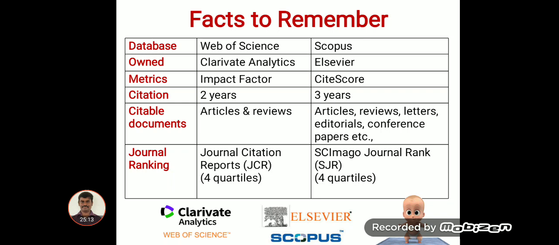In the next video, I'll demonstrate how to go to Web of Science and the Journal Citation Report for finding out a journal. Similarly, in Scopus, we'll see how to go to the Scopus website and check out the Schemago journal ranking and the CiteScore.